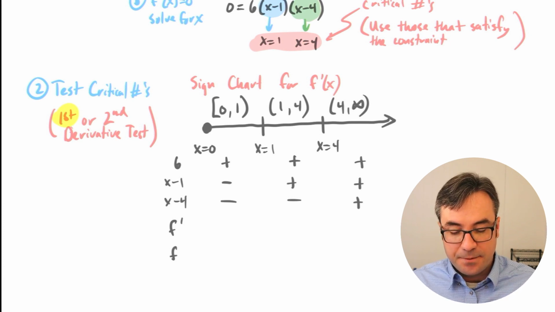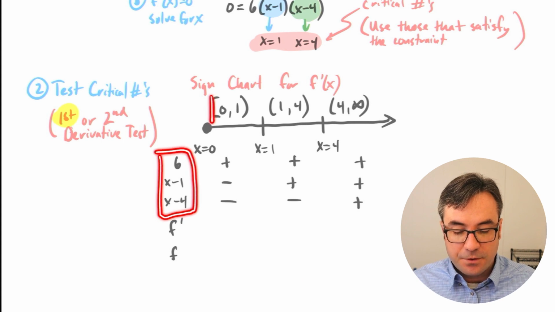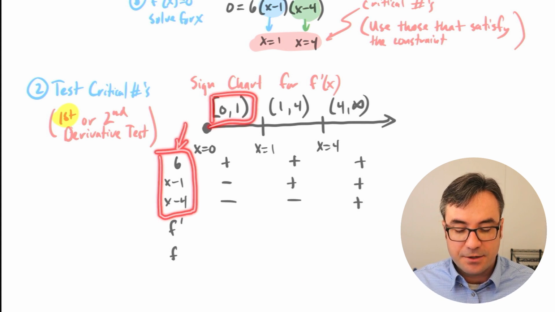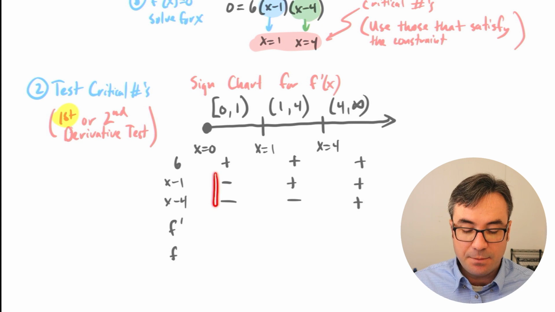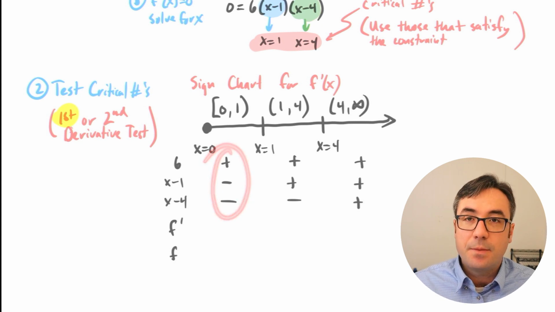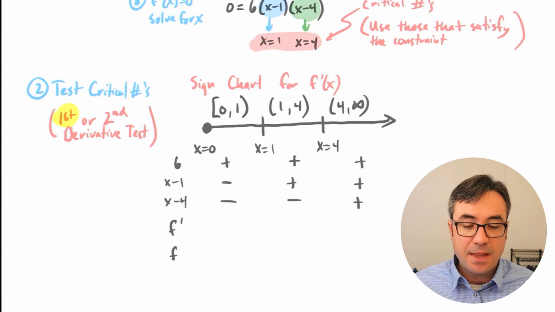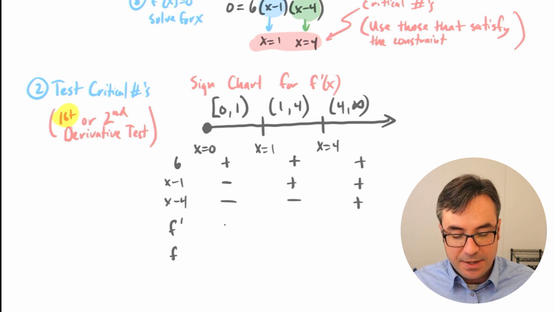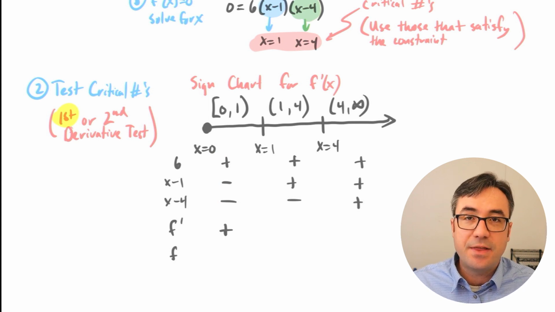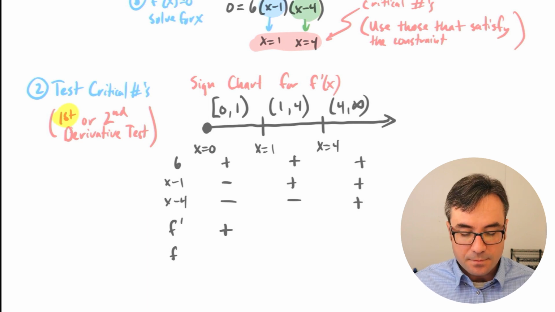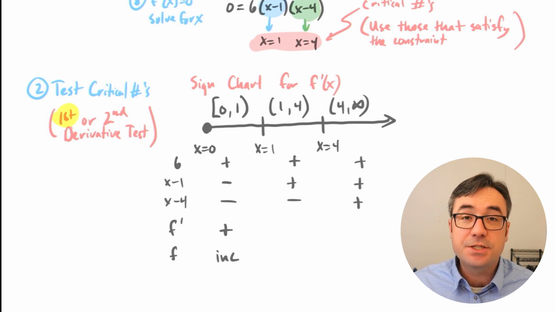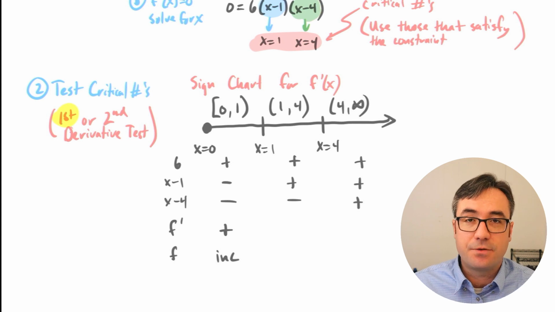So let's see. For this first interval here, if I multiply all these factors together, I'm going to have a double negative, so that's going to become positive. And then positive times a double negative is going to be positive. So that means f prime is positive on that first interval, which means our original function is going to be increasing on that first interval.